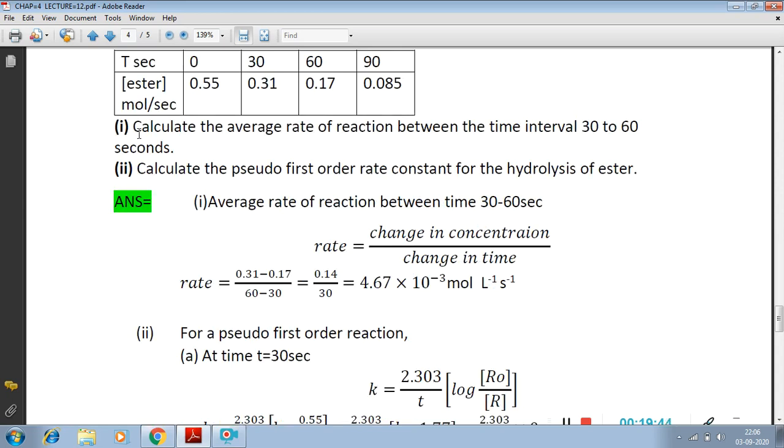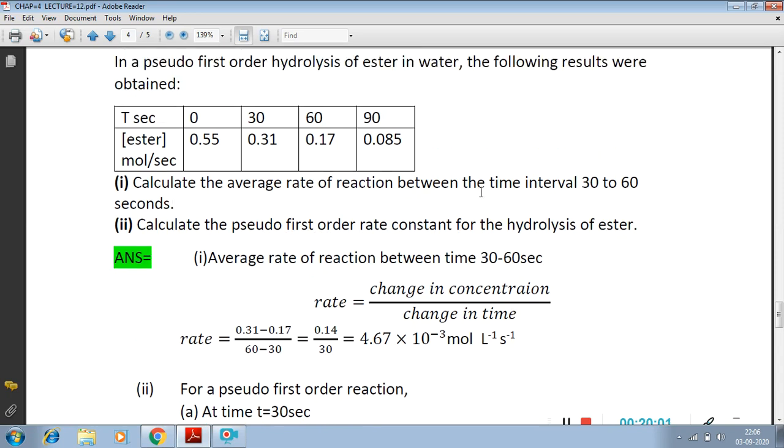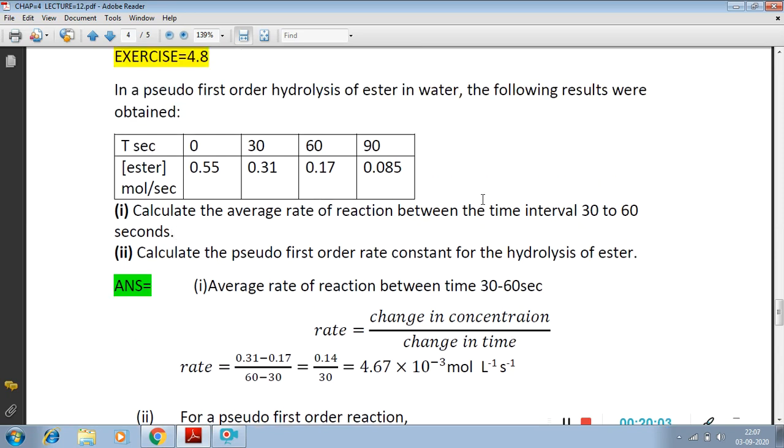So we have to calculate the average rate of reaction between the time interval 30 to 60 seconds and calculate the pseudo order rate constant for hydrolysis of ester. Okay, so first understand the question. The reaction is hydrolysis of ester. At different times the concentration is decreasing, and that value is given to us in table format.